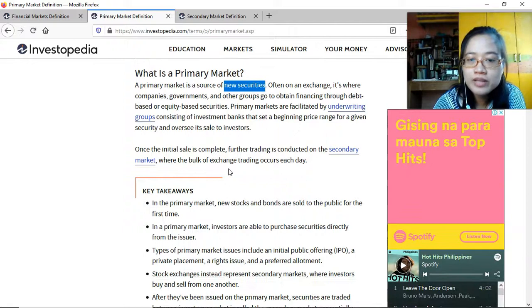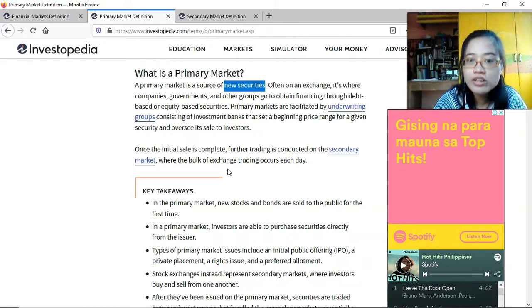Once the initial sale is complete, further trading is conducted on the secondary market. Secondary market, it's a trade between an investor and another investor. Why does that happen? If an investor no longer wants to hold on to the security, let's say he has an immediate need for money or cash, then he would have to sell it to someone else. Normally, he can't sell it back to the company or to the government. So what he'd look for is another investor who'd like to invest in that particular company's securities or government securities. So it's a trade between an investor and another investor. That's what we call the secondary market.